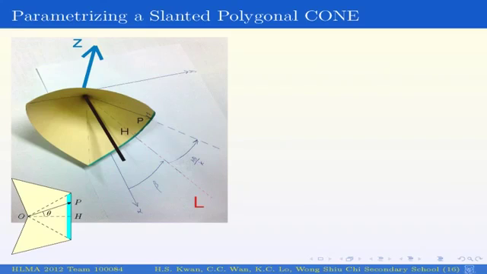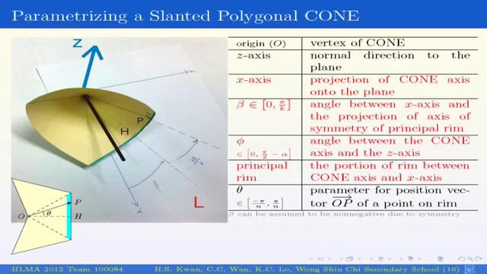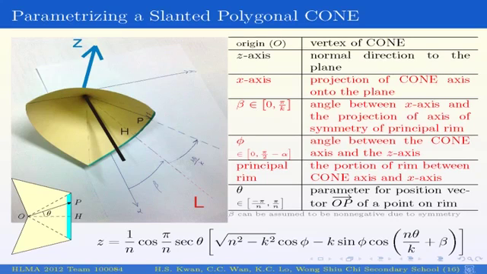First, we will introduce a coordinate system, where the x-axis is the projection of the cone axis. L is the projection of OH, which makes an angle of beta with the x-axis. And phi is the angle between the z-axis and the cone axis. It is also the slanting angle of the cone. The principal rim is the portion of the rim which we will parameterize. It is also the rim between the cone axis and the x-axis. And the z coordinate can be expressed in the following way.